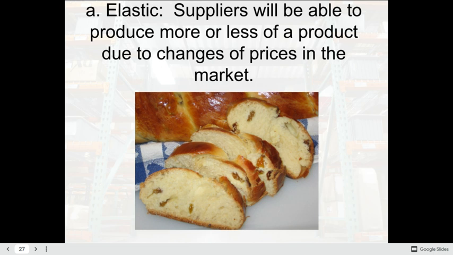If you were getting $3 for a loaf of bread, but now people are willing to pay $6, bakers can certainly go out and just start making more bread. They just need the ingredients. Pretty easy. So they are extremely flexible to price changes.